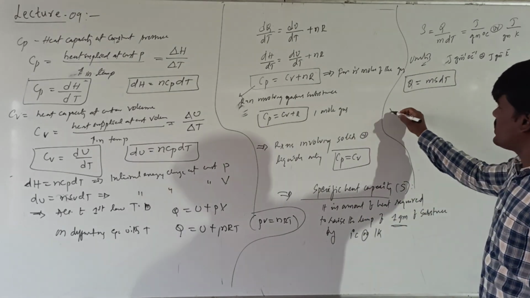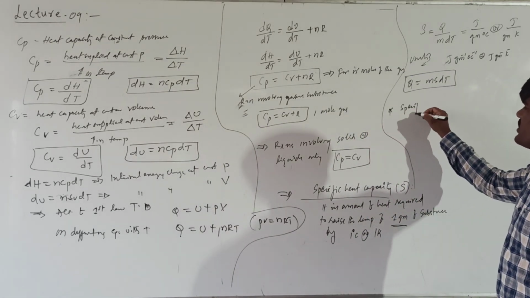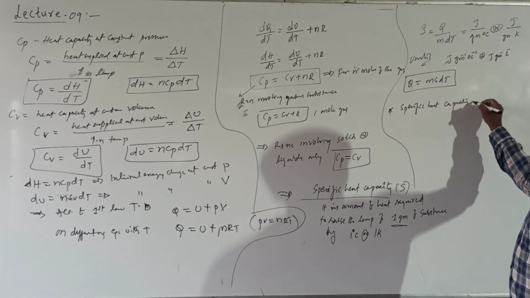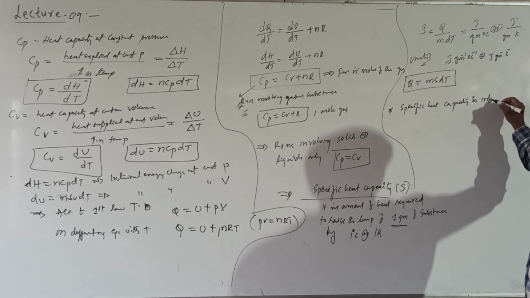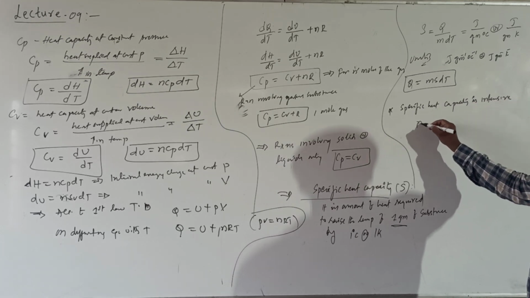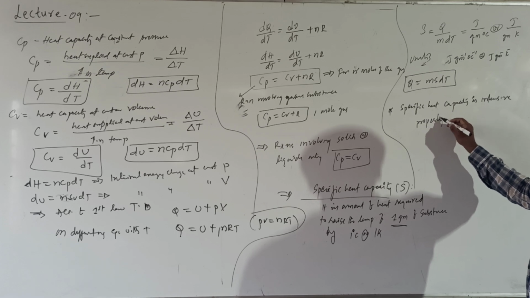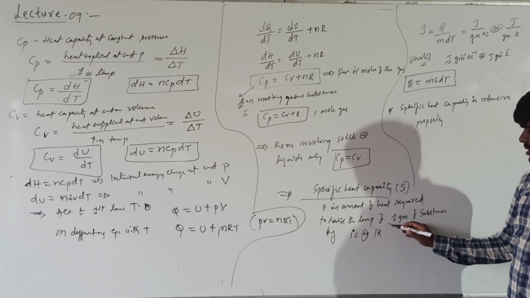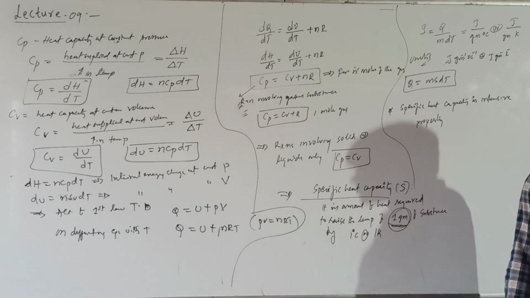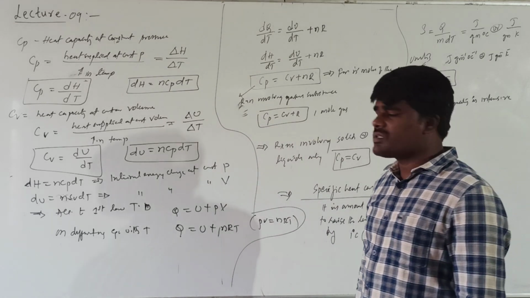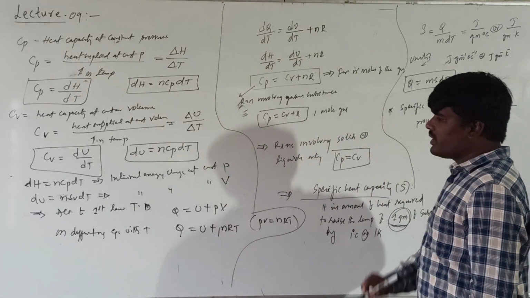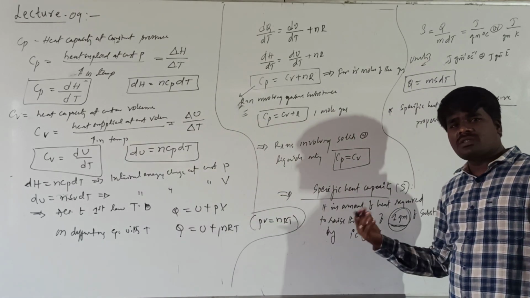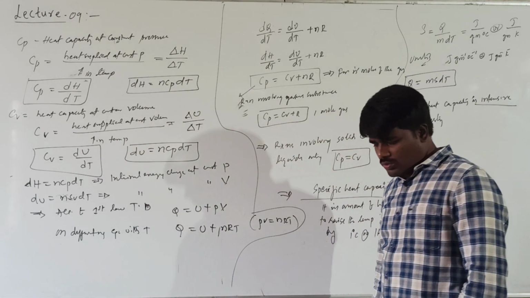The important thing to be noted down is that specific heat capacity is an intensive property. Why is it an intensive property? Because we have defined the amount here: it is the amount of heat required to raise the temperature of 1 gram of the substance. Since you have defined the quantity of the substance, it becomes an intensive property. Whereas heat capacity is an extensive property. That is for n grams, this is for 1 gram. Is that clear so far?